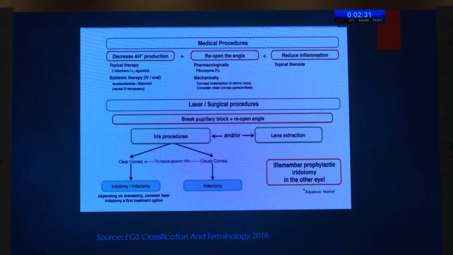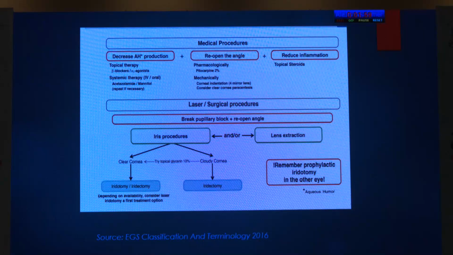So coming down to the management of acute angle closure crisis, which rests on 3 tenets, that is decreased aqueous humor production, reopening the angle, and reducing the inflammation. For decreasing aqueous humor production, we can do topical therapy in the form of beta blockers or alpha-2 agonists, and systemic therapy like IV or oral acetazolamide or hyperosmotic agents. For reopening the angle, we can use pilocarpine 2% pharmacologically, and mechanically it can be done by corneal indentation with a 4-mirror gonio lens or simple thumb pressure, or we can also consider clear corneal paracentesis, and then topical steroids can be used for reducing the inflammation.